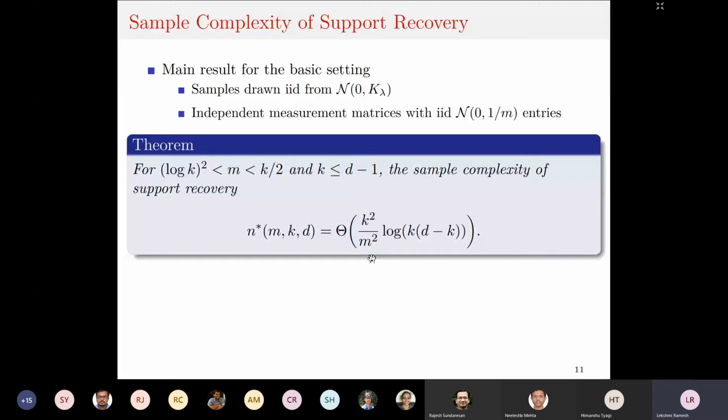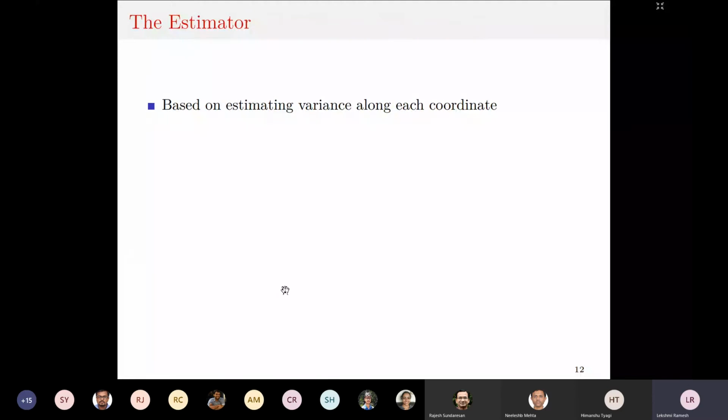So I'll first describe the upper bound on n star, how we get that. I'll describe the estimator first and then we'll go to the lower bound. The estimator is a very simple closed form estimator. It just tries to estimate the variance along each coordinate. Remember that all the support information is captured by that variance vector lambda, so estimating those variances and thresholding would tell you what the support of the samples is.